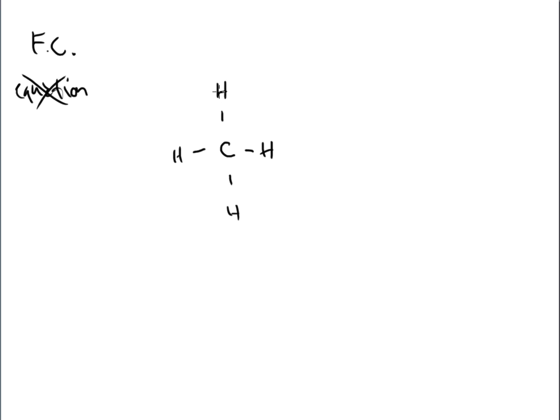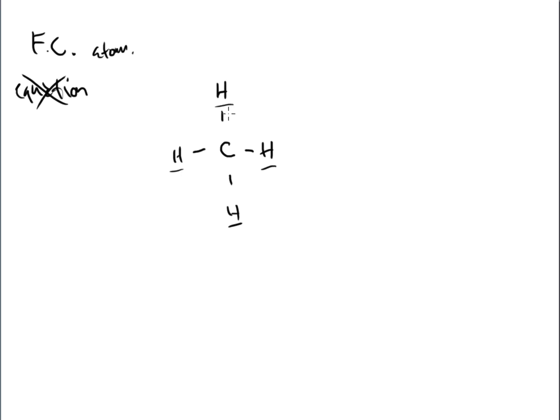So they'll want the formal charge on each atom. That is what this is about, which means this hydrogen has a formal charge, this one has a formal charge, this one has a formal charge, and this one has a formal charge. So the way that you calculate formal charge is you find the number of valence electrons that these atoms have.